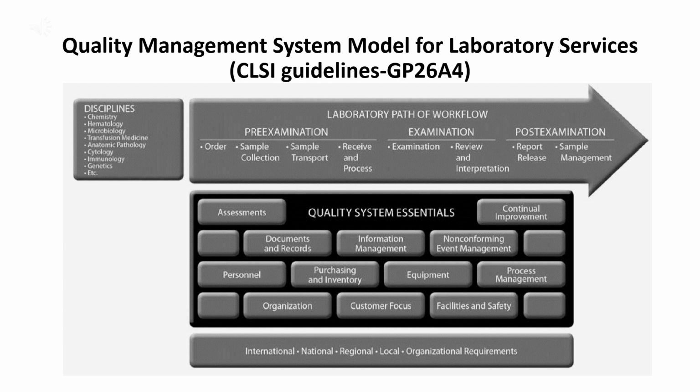So in a laboratory, typically the order is placed for sample collection, followed by the collection of sample, then the sample is transported, received, and processed. The examination phase starts with the examination or analysis of the sample, followed by review and interpretation. Post-examination processes include report release as well as sample management. These all processes have quality system essentials in them.